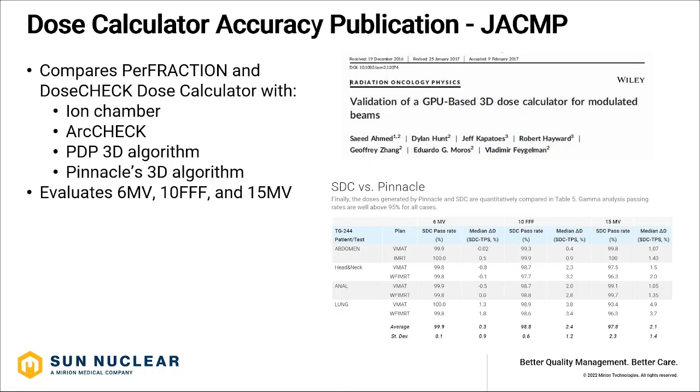So the results indicated that the SunNuclear dose calculator performed at an accuracy level equivalent to a primary TPS, even on rather challenging cases like head and neck as well as lung cases. So the results of this study are available in the white paper, which is the handout that was provided. And I'm also going to be giving you a link to the paper in the chat window. So look out for that shortly.